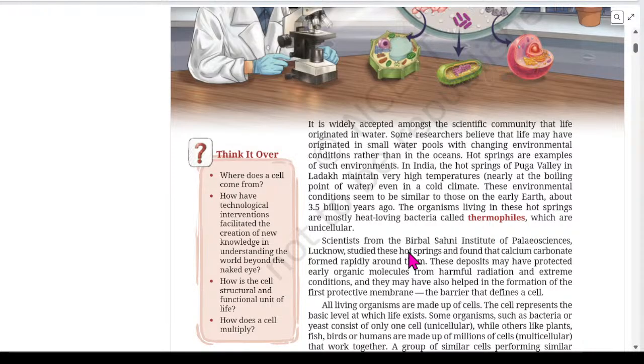Scientists from the Birbal Sahni Institute of Palaeosciences, Lucknow, studied these hot springs and found that calcium carbonate formed rapidly around them. These deposits may have protected early organic molecules from harmful radiation and extreme conditions, and they may have also helped in the formation of the first protective membrane, the barrier that defines a cell.